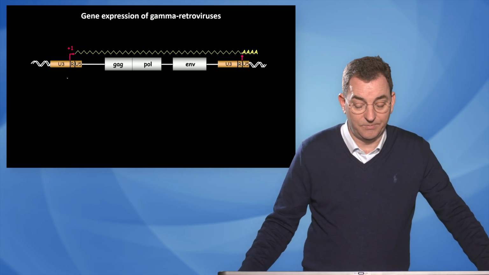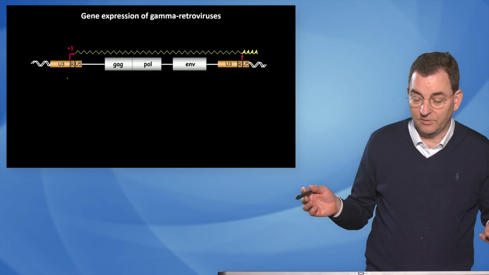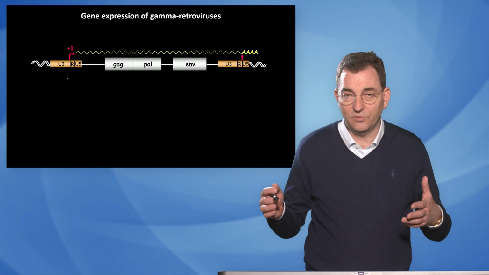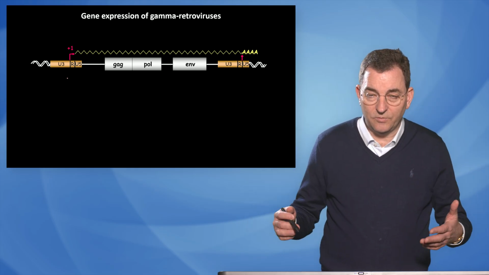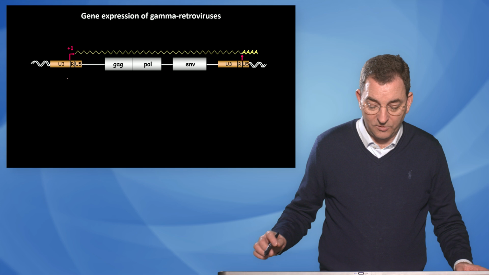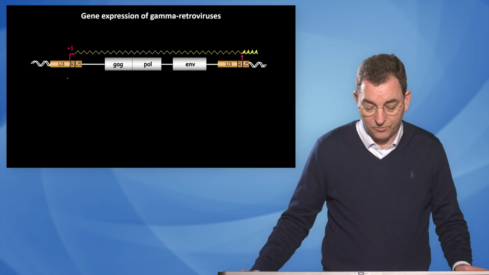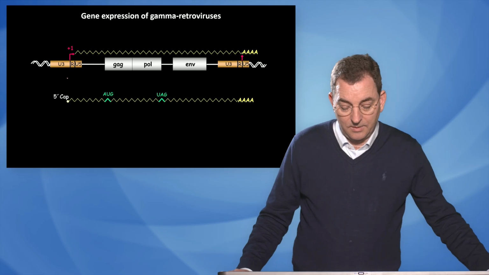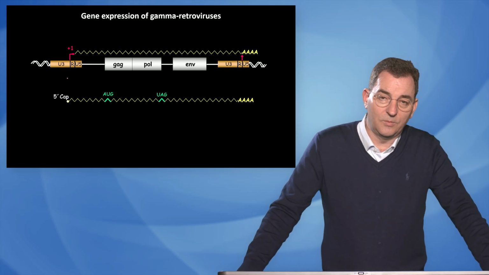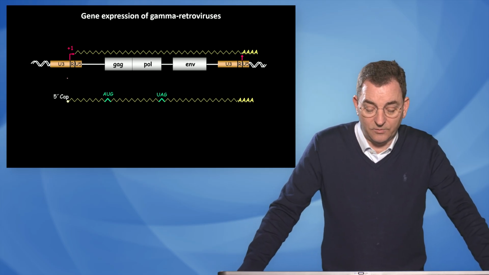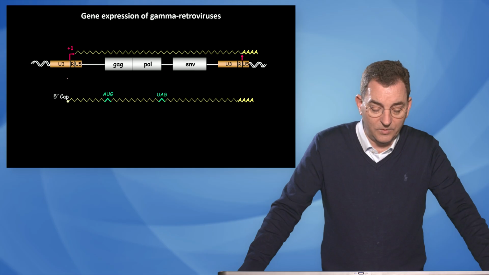What happens with that? That happens in the nucleus. This is the integrated provirus, integrated virus in the genome of the host cell. Something happens with that RNA after transcription. So we have, to make it short, two types of RNA species which are formed.